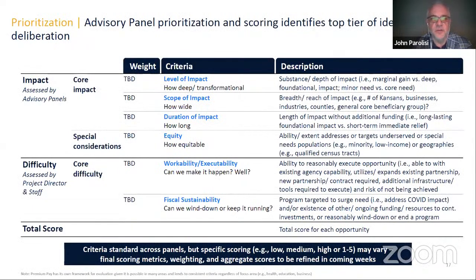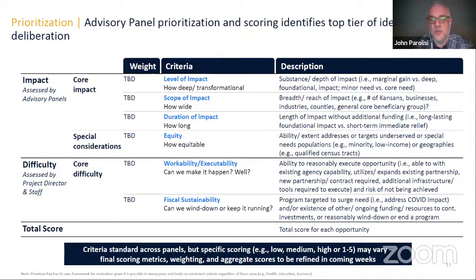This is just illustrative really at this point. We're continuing to work through it. But it really is a way of thinking about a scoring matrix in terms of impact and looking at what the core impact might be in terms of level of impact, scope of it, duration of it, also looking at equity, as well as on difficulty, workability, executability, fiscal sustainability, coming up with a total score for each. So that would require having a weighting for each one of those areas and then a scoring for each one of those items for that idea.